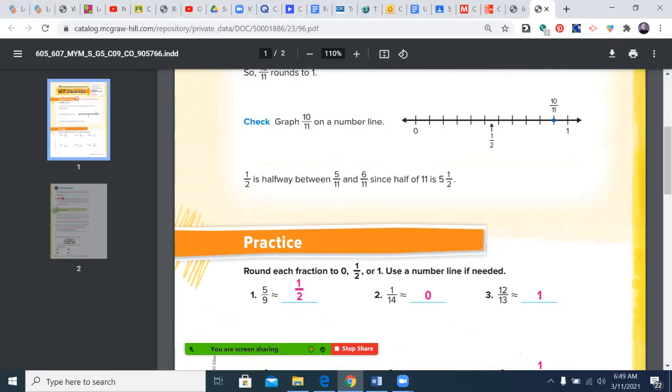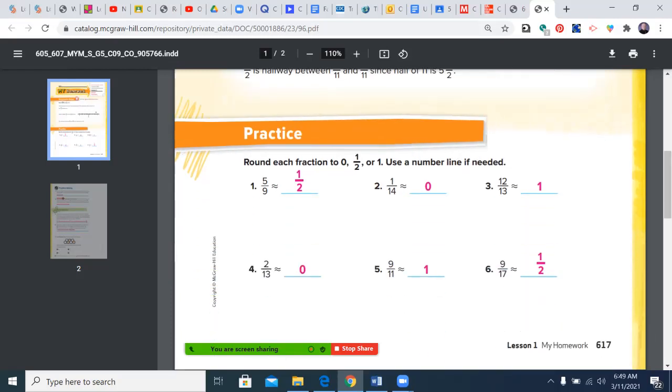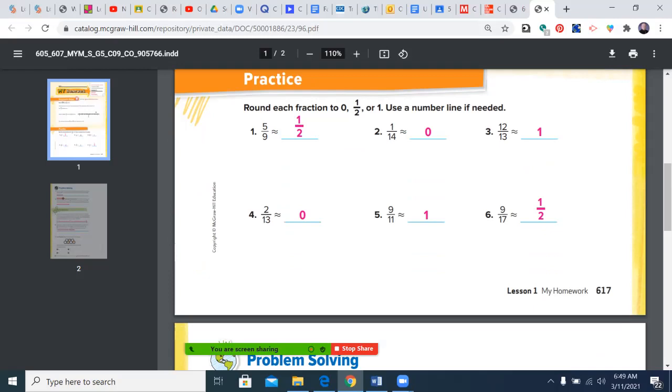When creating a number line, if necessary, you want as many tallies as there are in your denominator. And you'll notice that because it's an odd number, 1/2 is kind of right in the middle. It's at 4.5. So 5/9, you can look at that and say that's almost the middle. 4.5/9 would be right there. So it's closer to a half.